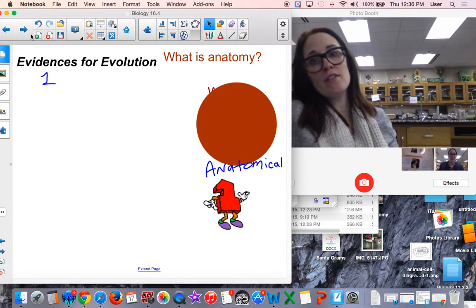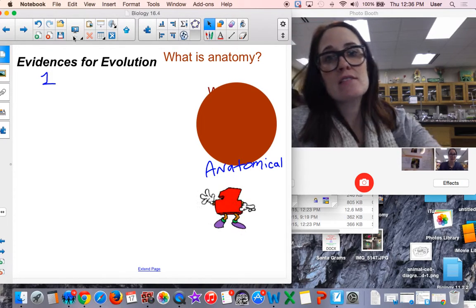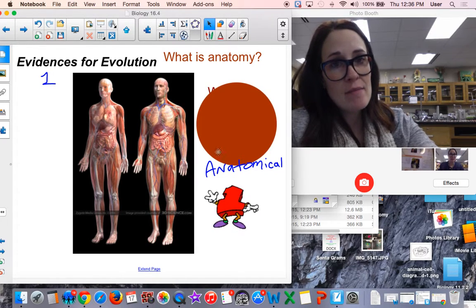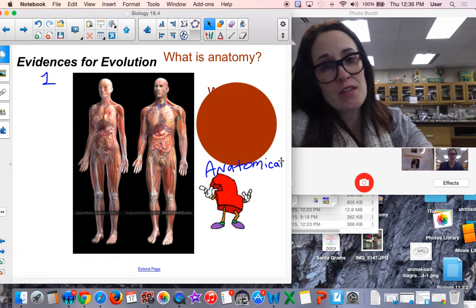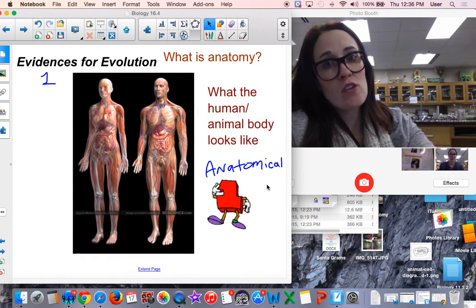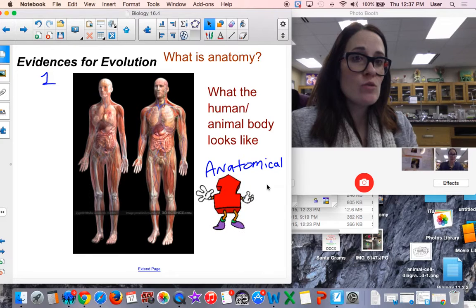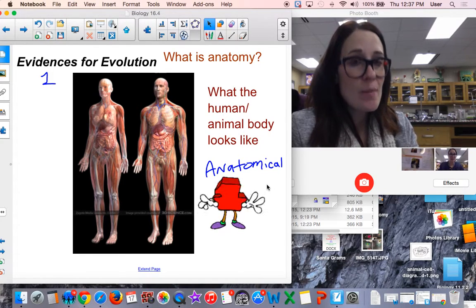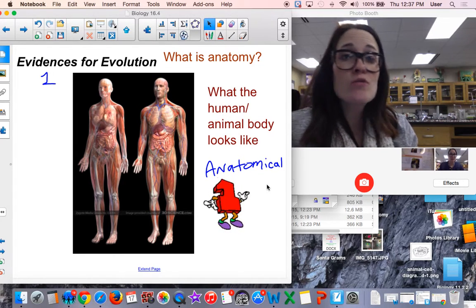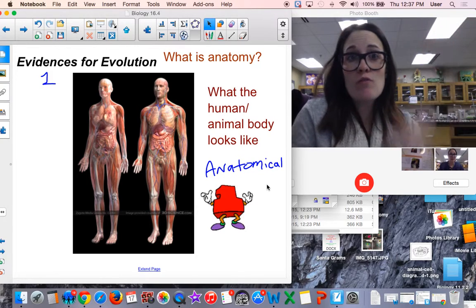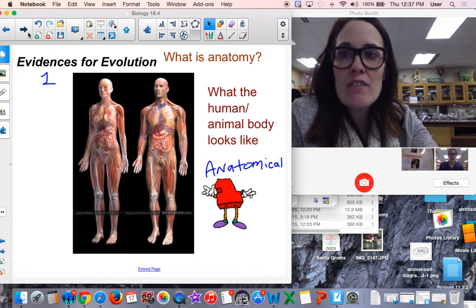So, evidences for evolution. Number one, anatomical evidence. When we talk about anatomy, we're not just talking about the human body, although this is what the picture is of. Anatomical evidence is what the human or an animal body looks like. That's one of the evidences for evolution. It includes where the arms are positioned, or where the bones are positioned in the forearm, for example, and how many bones there are and where they're at.